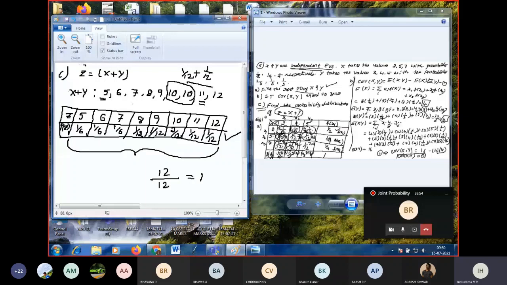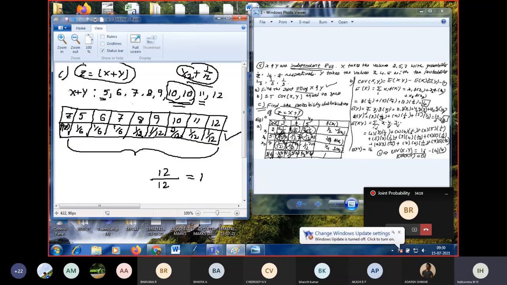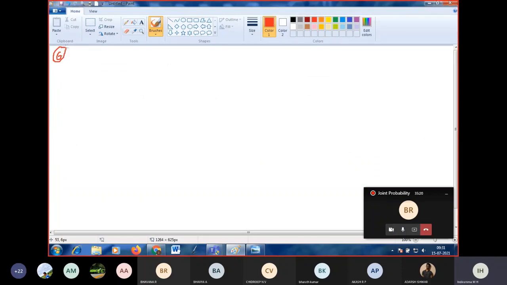So this is the third question. We have to define a new random variable z as x plus y, and find the probability for that random variable x plus y. I considered all the possible values of x and y and got values from 5 to 12. So 10 is repeated twice, and I added both the probabilities when x plus y is 10.